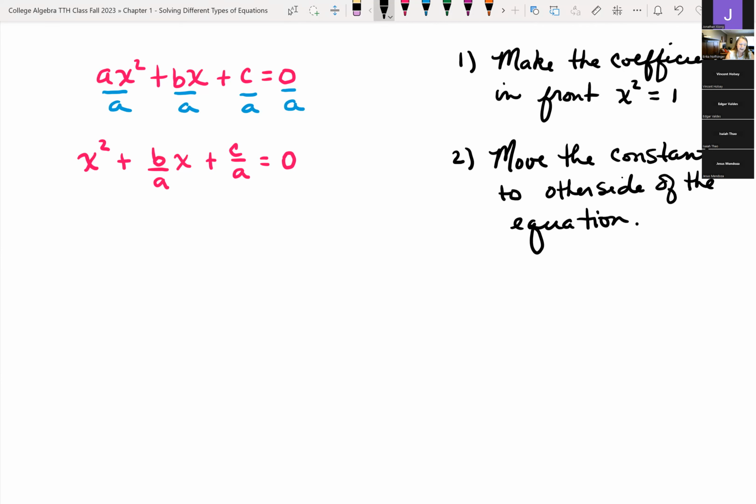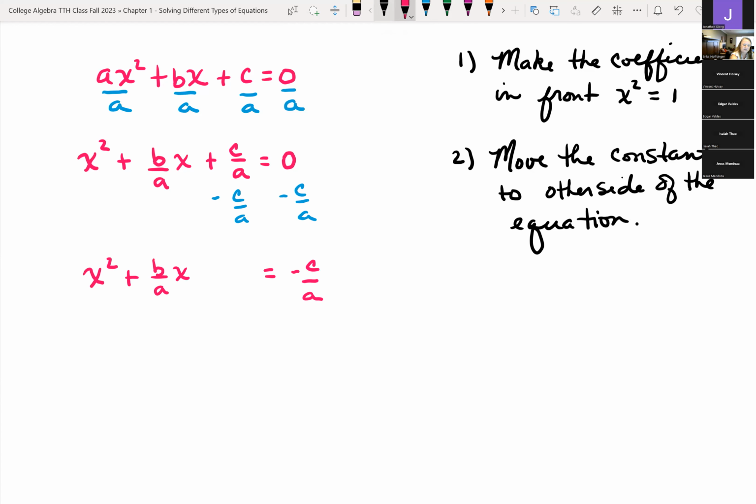So c divided by a is our constant in this case. And so what I'm going to do is subtract c over a from both sides of my equation. Doing so, I'm left with x squared plus b over a times x, leaving a little bit of room in there for a second, is equal to negative c over a.